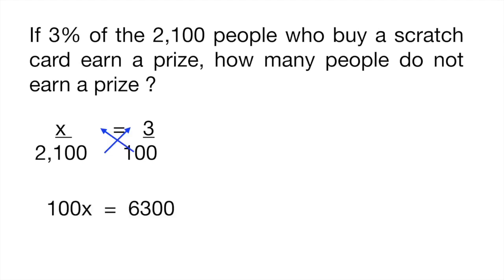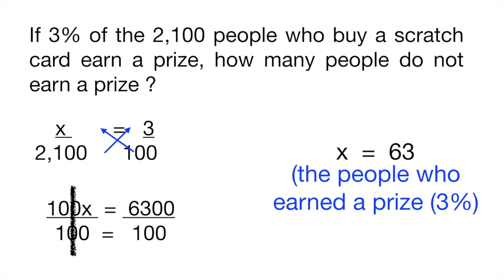So you multiply across, so it would be 100x is equal to 6,300. In order to isolate that x, you would divide both sides by 100. That cancels out, and that gives us 63. So 63 would be the number of people who earned a prize. Okay, so 3% of 2,100 is the number of people who earned a prize.